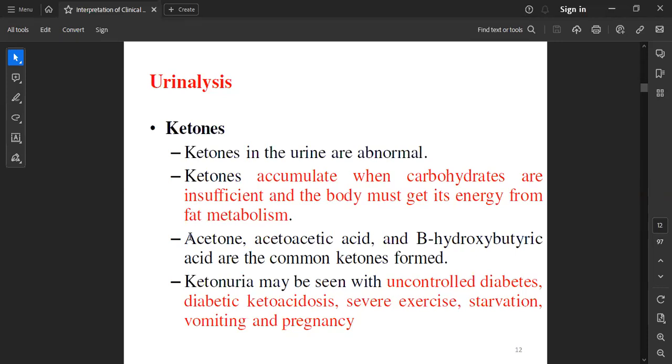So if someone is starving, people who do these intermittent fasting things, you're not providing your body with glucose, so the body starts breaking down the glucose deposits. Once it depletes, it goes to now the fats, so of course the ketones will show.